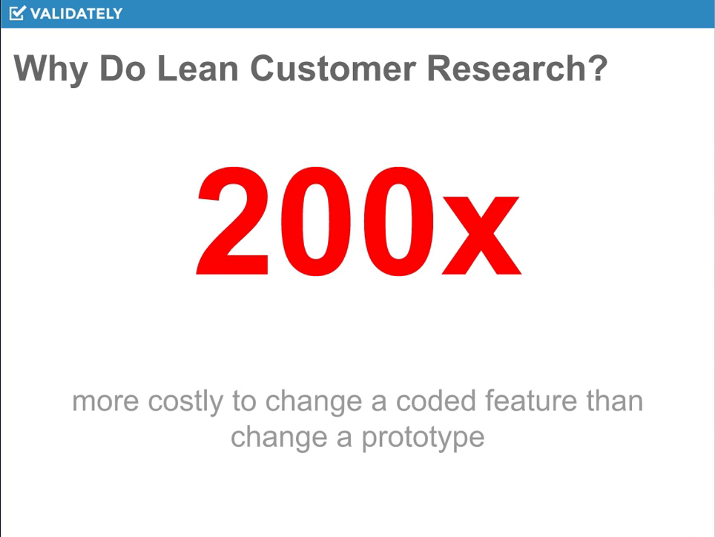It's been estimated in research reports that it's somewhere around 200 times more costly to change a coded feature, a live in production feature, than to change a prototype. That just takes into account the hard cost. That doesn't even take into account the opportunity costs of the rework involved. So there's a very significant, very material financial benefit for doing lean customer research at the prototype stage.